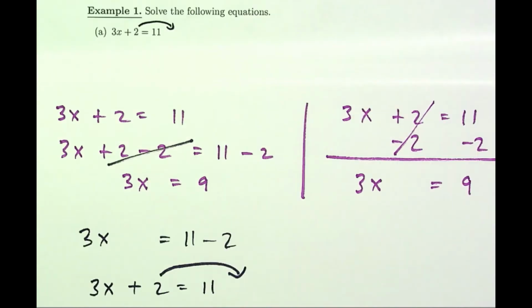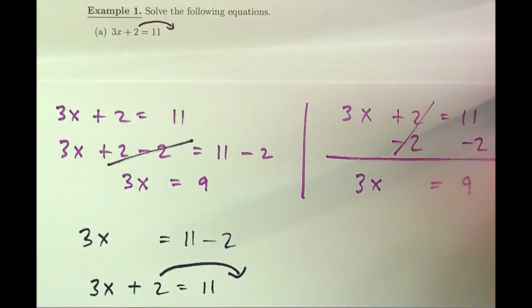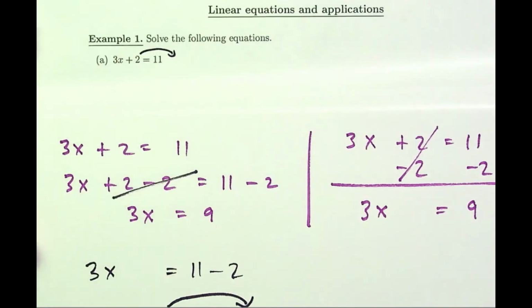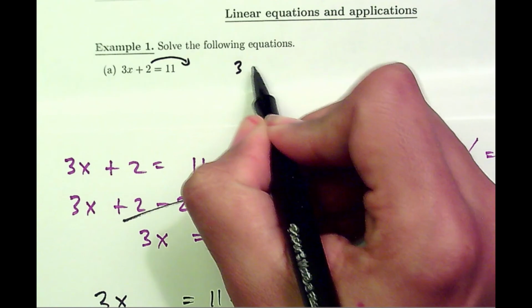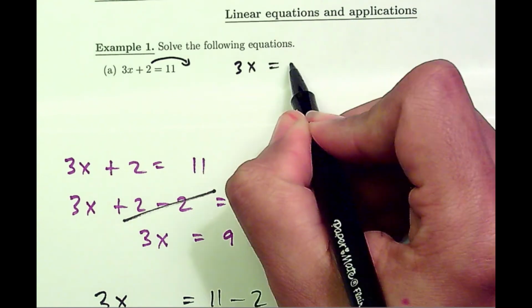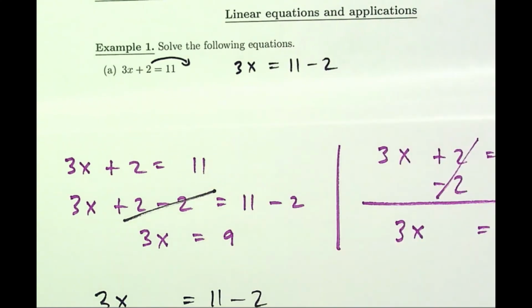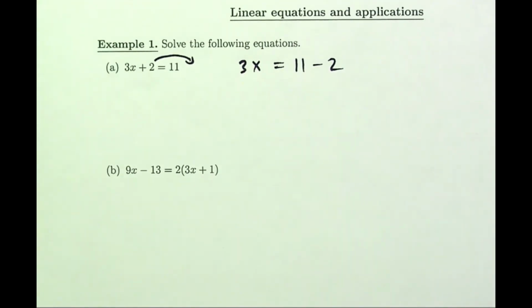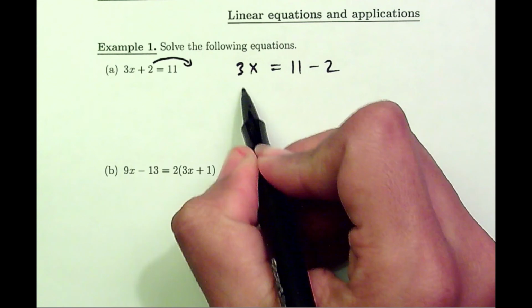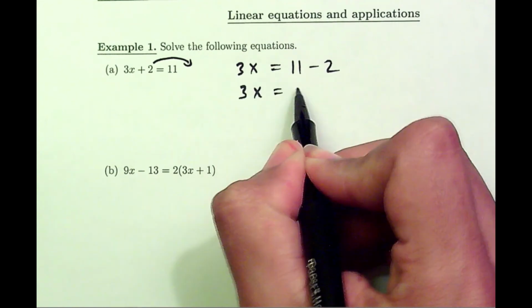And when you move it to the other side, you're going to get 3x equals 11 minus 2. Okay, now 3x equals 9, because 11 minus 2 is 9.